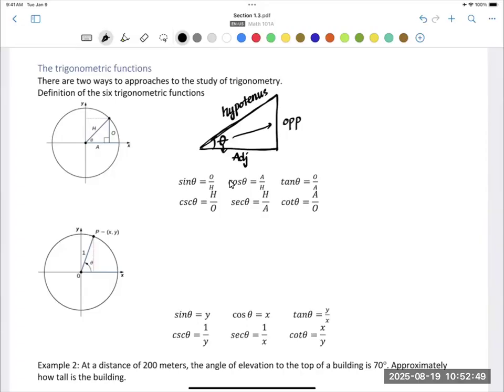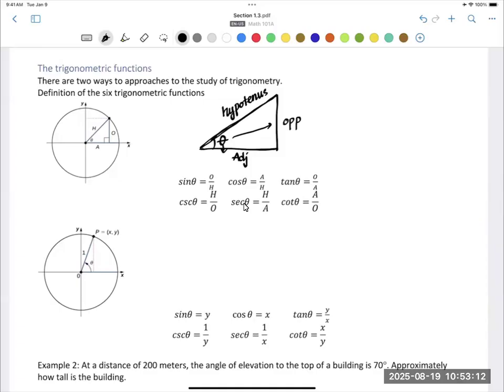The trigonometry functions represent the ratios of these side lengths. What is the ratio if I take opposite over hypotenuse? That's going to equal sine theta. So sine theta is equal to whatever you have for opposite over hypotenuse. Cosine theta is adjacent over hypotenuse, and tangent is opposite over adjacent.